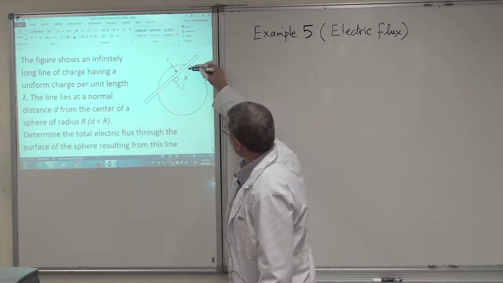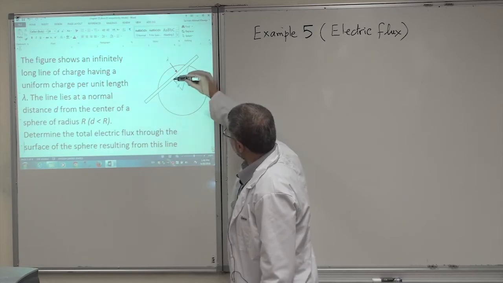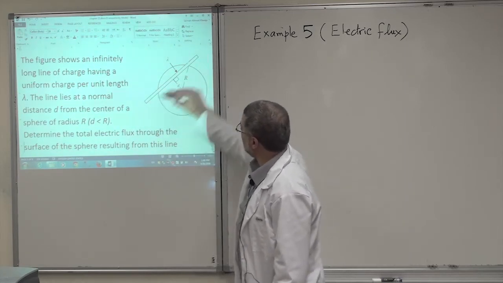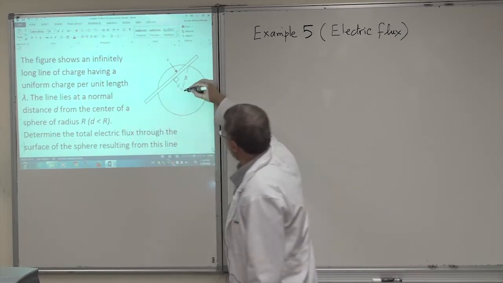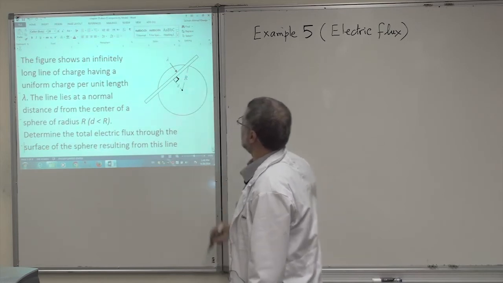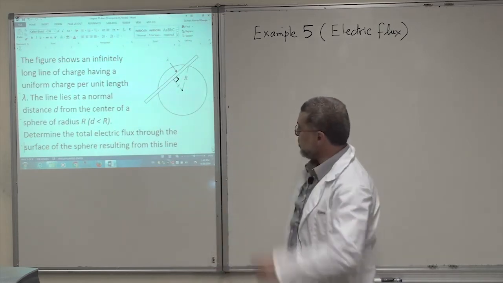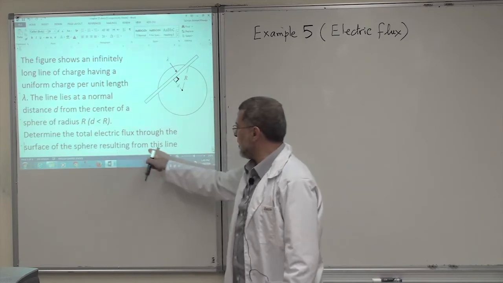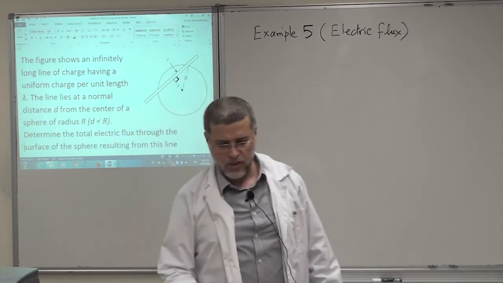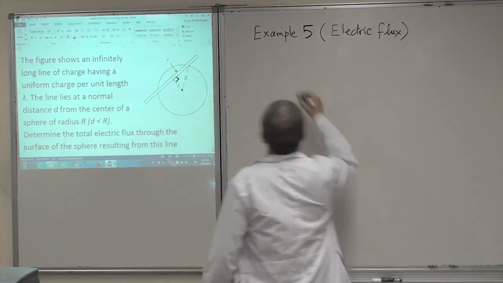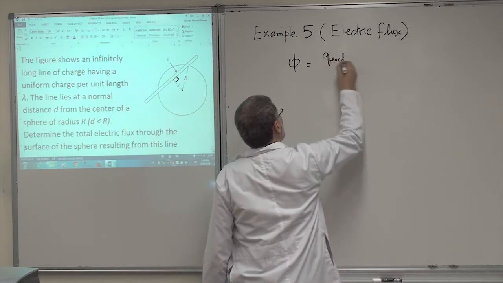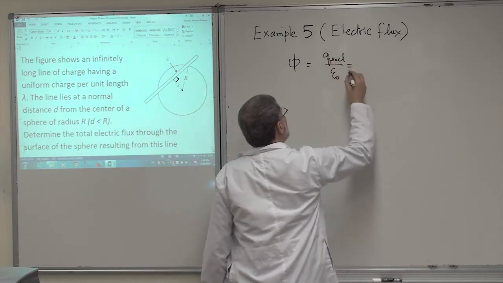Notice that r is the radius, and d is the perpendicular distance between this line and the center of the sphere. You have the center of the sphere here and the line, at 90 degrees. He wants the electric flux through the surface of the sphere resulting from this charge distribution. So the flux again is Q enclosed over epsilon 0. What is the charge enclosed?